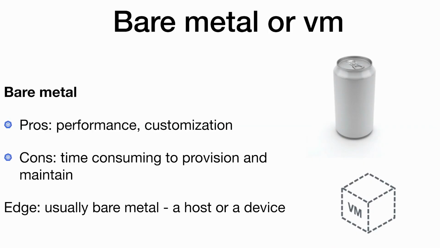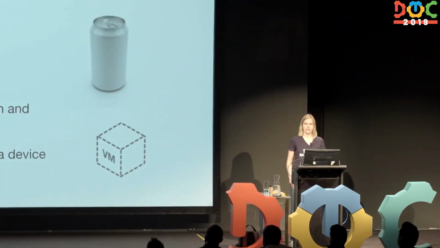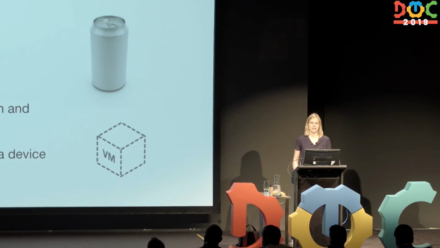All right, so let's go over all of them, the bare metal or the virtual machine. Surprisingly, a lot of our users use bare metal hosts. Although virtual machines are much easier to provision and maintain, the bare metal host gives you better performance, and it also gives you more ways to customize your setup. And when it comes to the edge computing use case, of course, usually bare metal is the way to go.